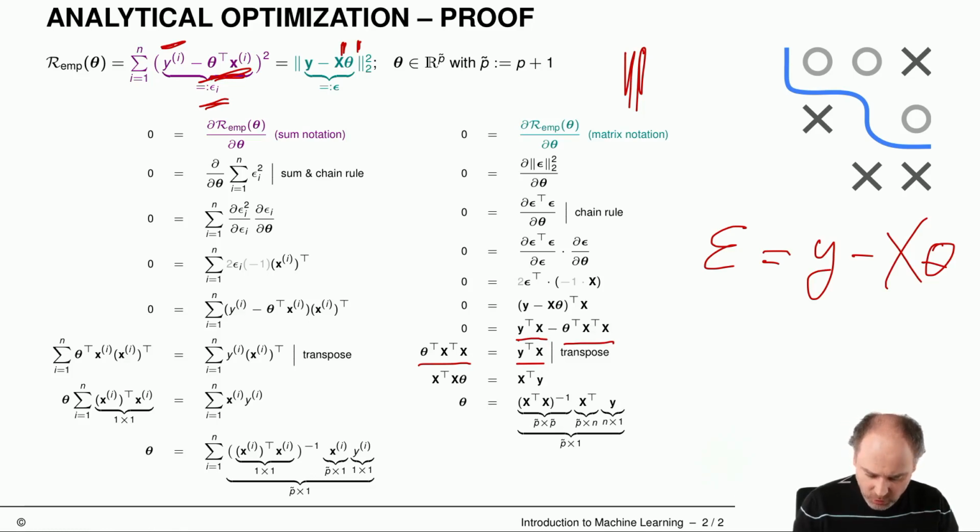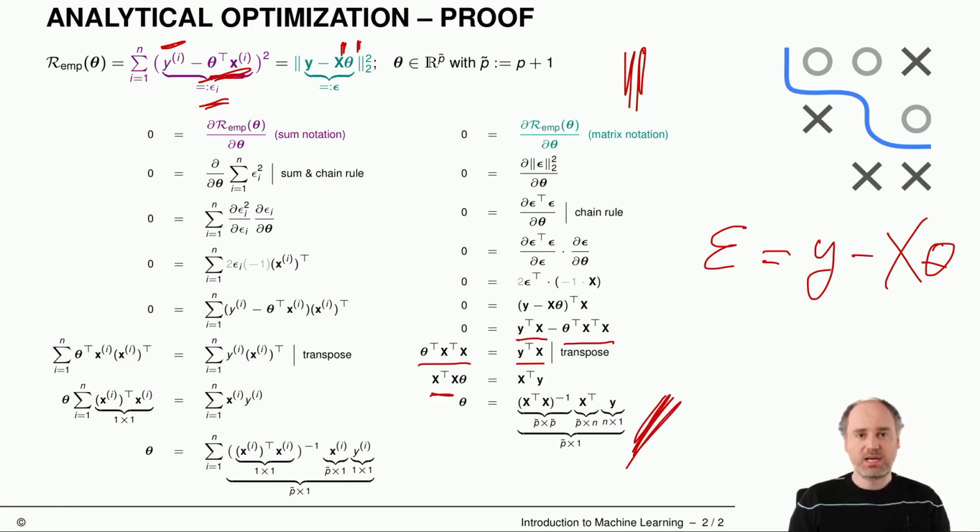If we now assume that our matrix X has full rank, we know that X transposed times X will have full rank, which means it's invertible, which means we can take the inverse, multiply both sides with the inverse, and we have finally arrived at our normal equations.